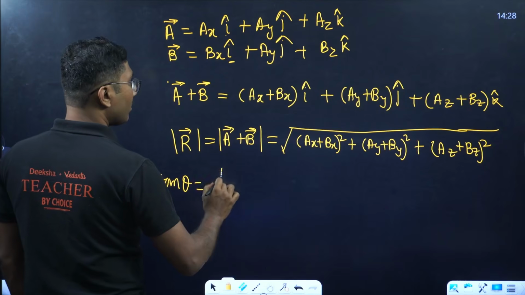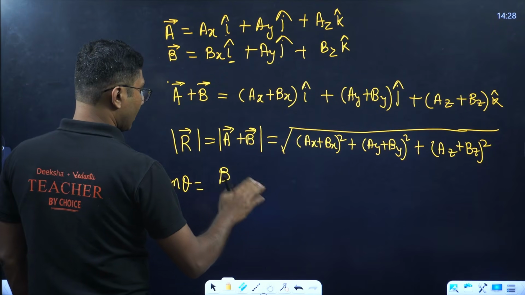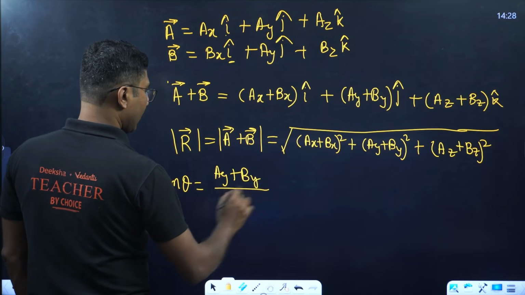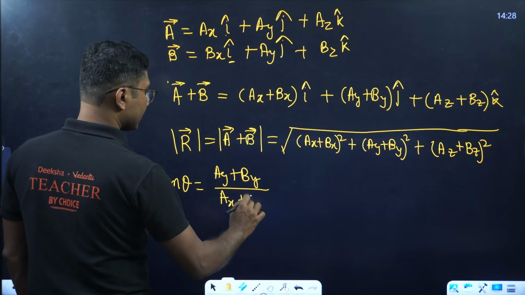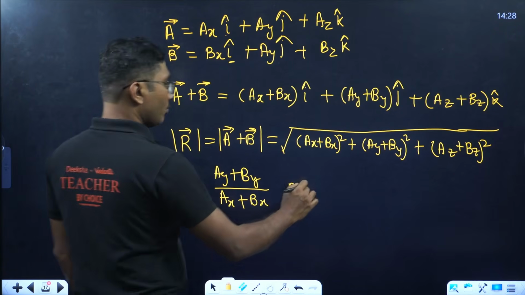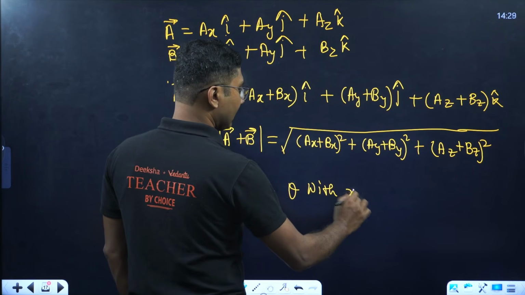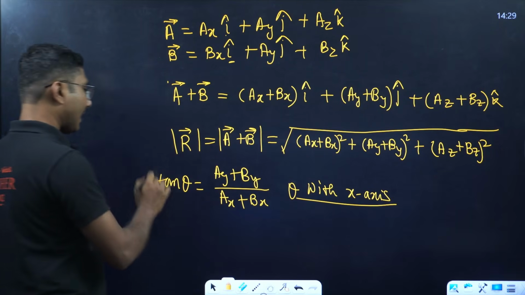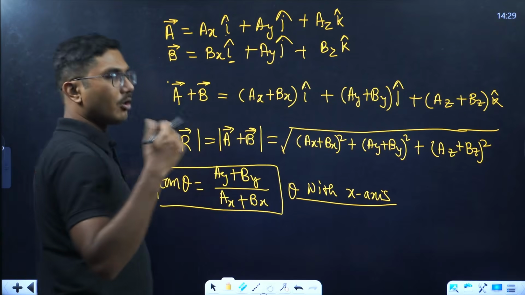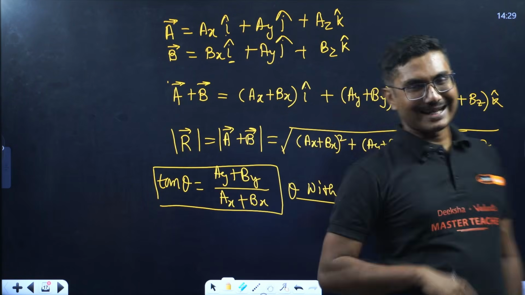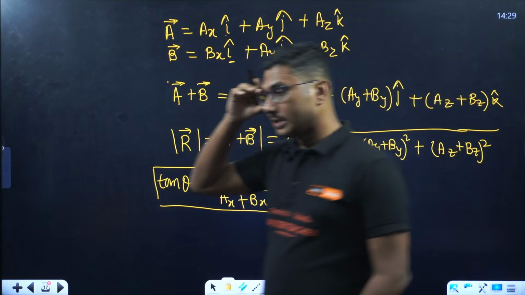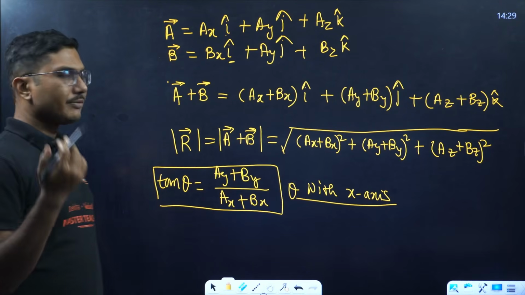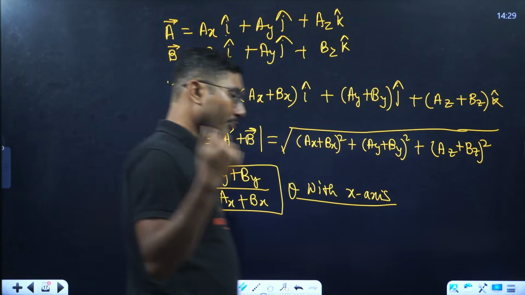Let me imagine that the z component is not there, so you can find the angle theta: tan theta equals (ay plus by) by (ax plus bx). This is the angle theta with the x axis. This is the formula you can use to find the angle with the x axis. If three components are there, you need to find at least two angles, one with the x axis and one with the z axis, otherwise that is not sufficient. But mostly you will be given two vectors with two components, only x and y.